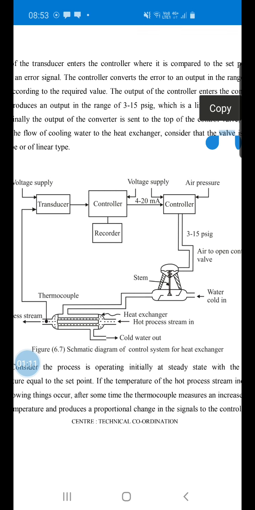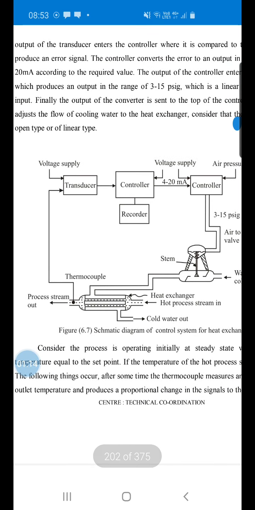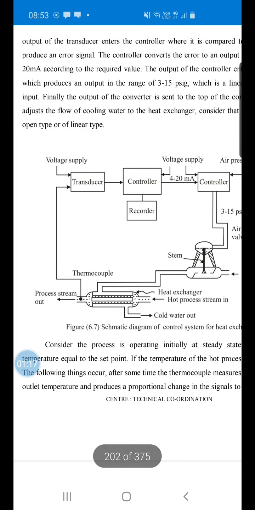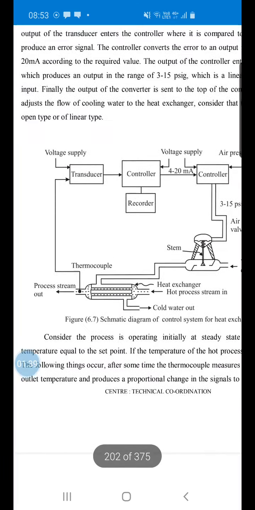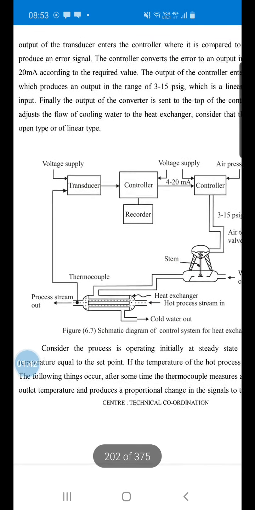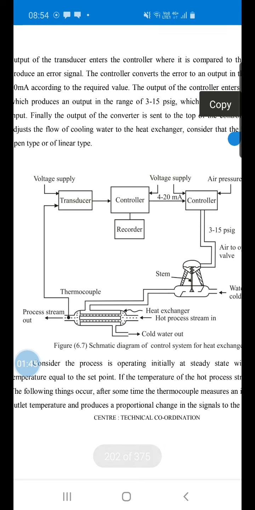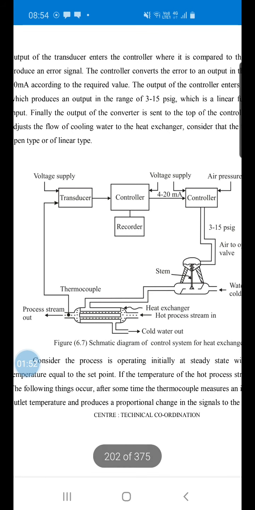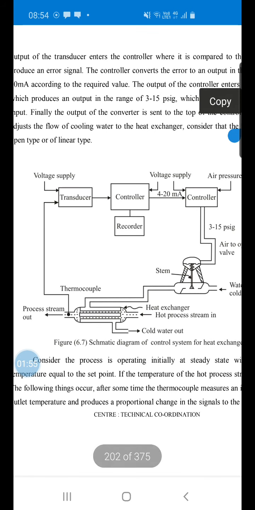So we are going to control the temperature of the liquid stream from the heat exchanger. How to maintain the temperature of the process stream leaving the heat exchanger is described in this control system. So how does this system work? The temperature of the liquid stream from the heat exchanger is measured with the help of a thermocouple, and the signal from the thermocouple is sent to the transducer, which produces an output in the range of 4 to 20 milliampere.